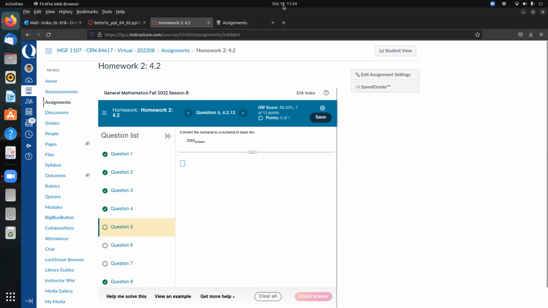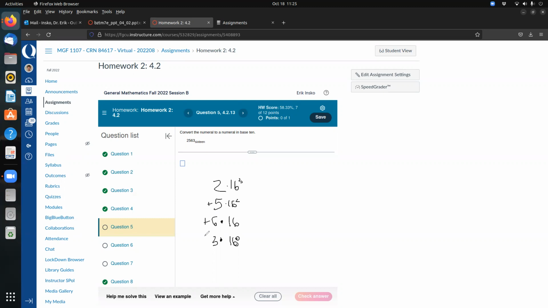So again, for each of these conversions, all we want to do, or at least the way I do it, is I take the number and I write it vertically. And then I say, okay, this means 3 times 16 to the zeroth power, which is 1, because anything to the zeroth power is 1. And then 6 times 16 to the first power, and then 5 times 16 squared, and then 2 times 16 cubed. And you want to add those up.